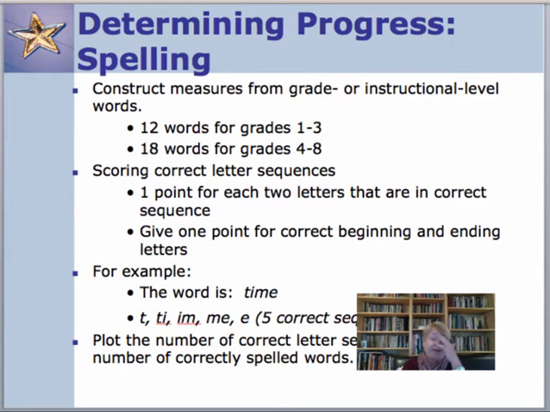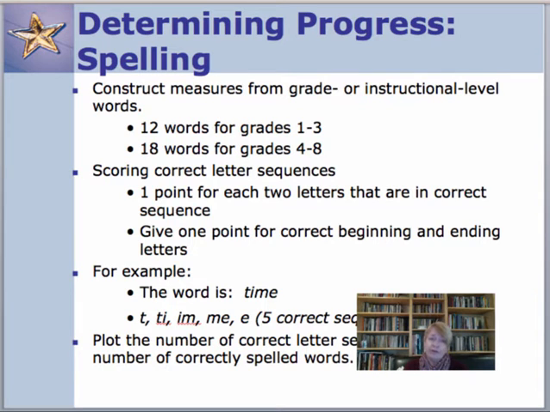And again, we'll graph that. And you're going to see some examples of how we do that. And it would certainly be the number of words correct that the student used to fill in the blank based on our expectations. So now in terms of spelling, I want to think about constructing probes that measure grade or instructional level words.